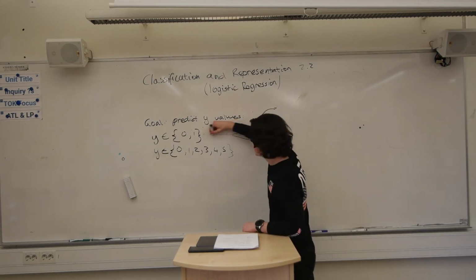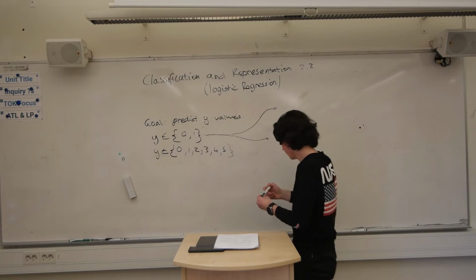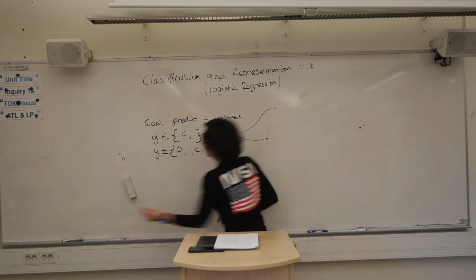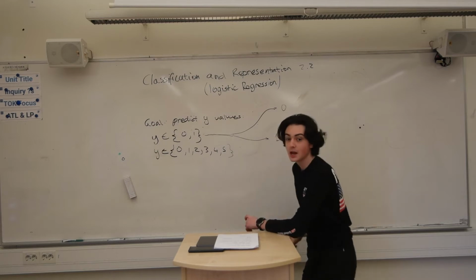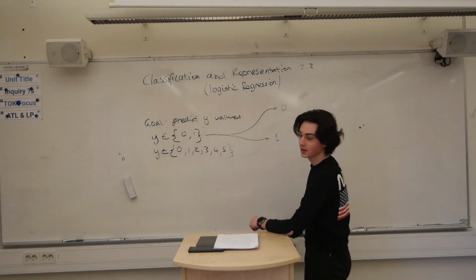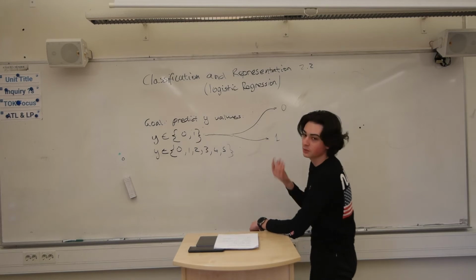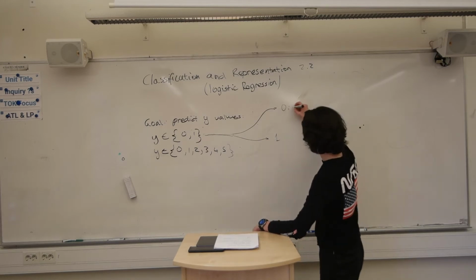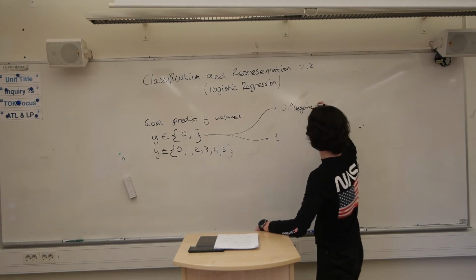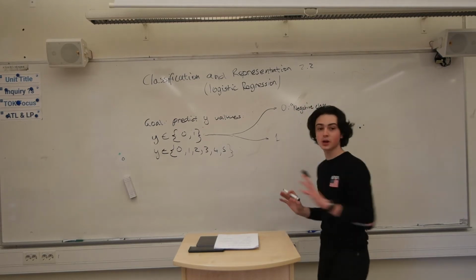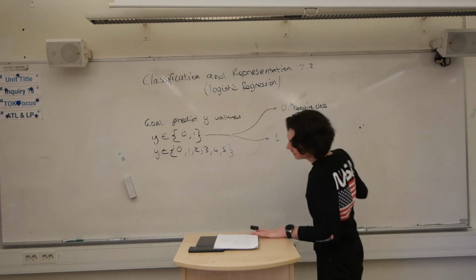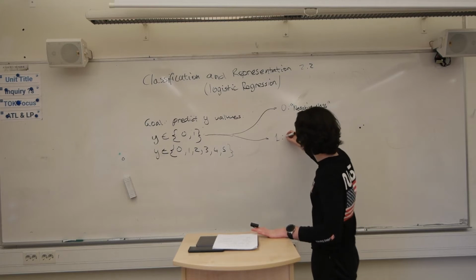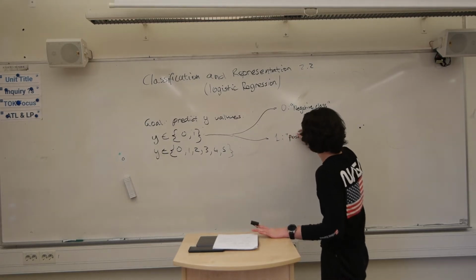But we can split this up into two things. We're going to have our 0 and our 1. What does our 0 and what does our 1 actually represent? 0 is what we call our negative class. You'll see in a second what I mean. Negative does not mean a negative number. It's called a negative class for a reason. And then we have 1, which is our, well, you guessed it, positive class.